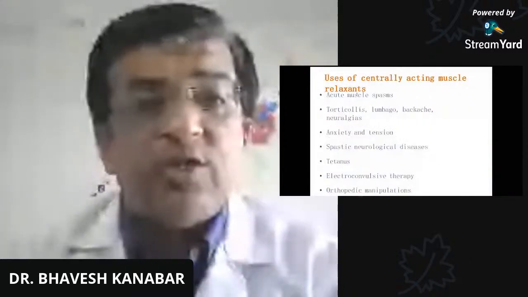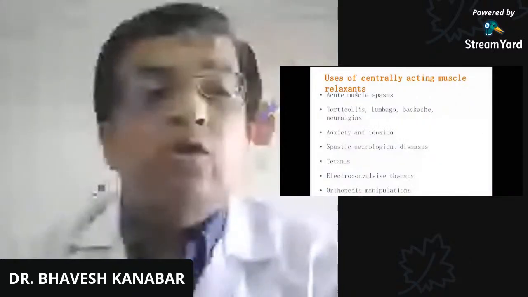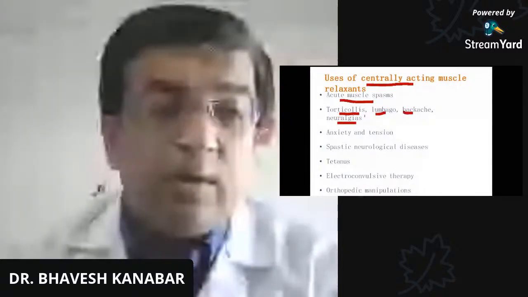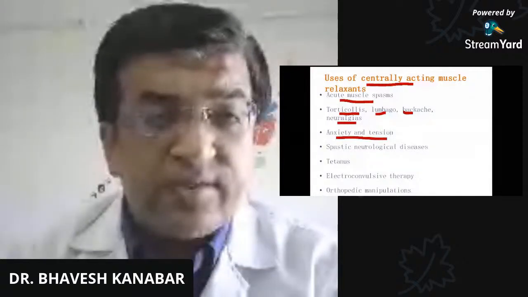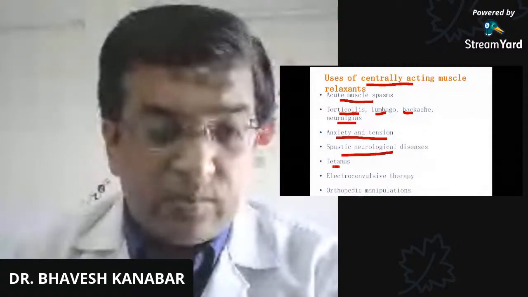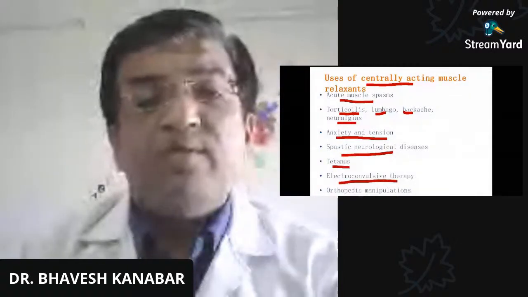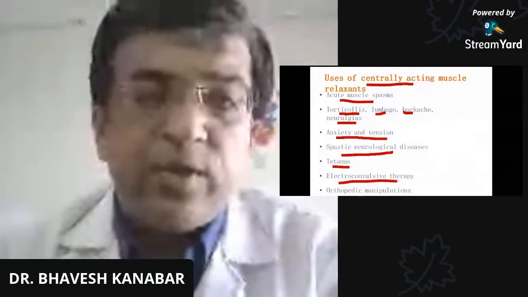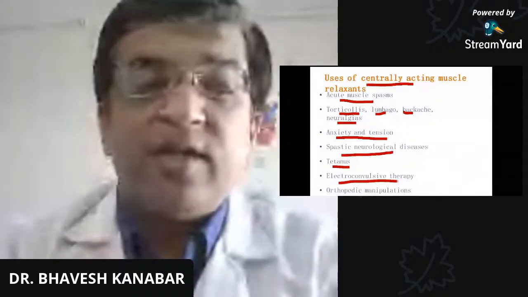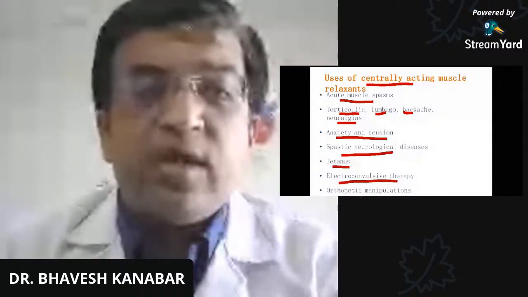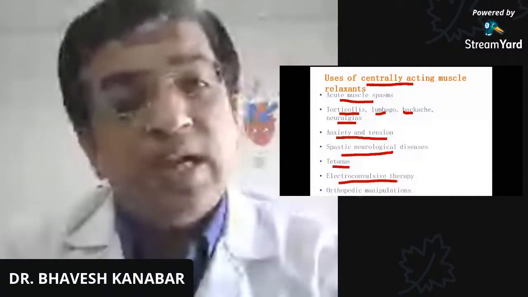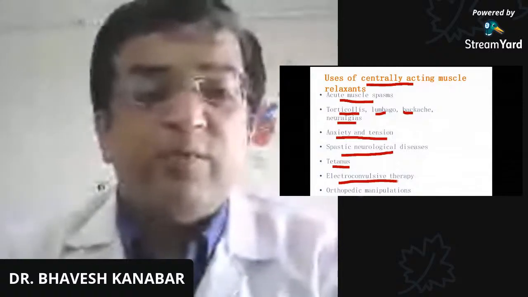Uses of centrally acting muscle relaxants: acute muscle spasm, torticollis, lumbago, backache, neuralgia, anxiety and tension, spastic neurological disease, tetanus. During ECT, electroconvulsive therapy, which is used in psychiatry, in simple words we are giving shock to the patient. During that, muscles of the patient should be relaxed. So the centrally acting muscle relaxants are given before giving ECT.